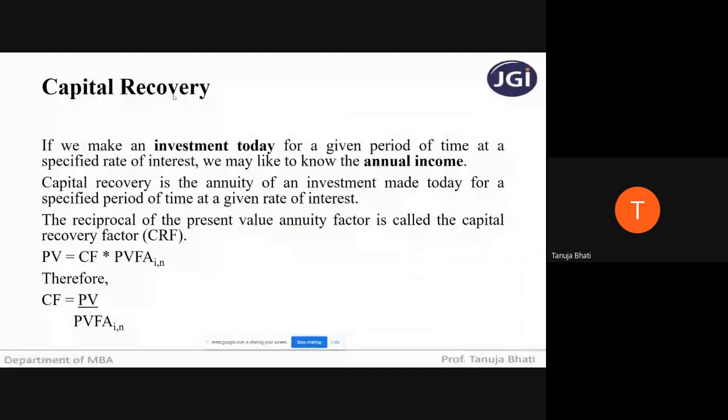That means, suppose you have invested 1 lakh rupees in a business or in any particular kind of investment, then how many years will it take to recover back the capital that you have invested? Suppose it takes 5 years to recover 1 lakh in the business. Basically, what will be the returns each year that will help you recover your capital? So capital recovery helps to know the cash flow that you have to generate every year in order to recover your invested capital.